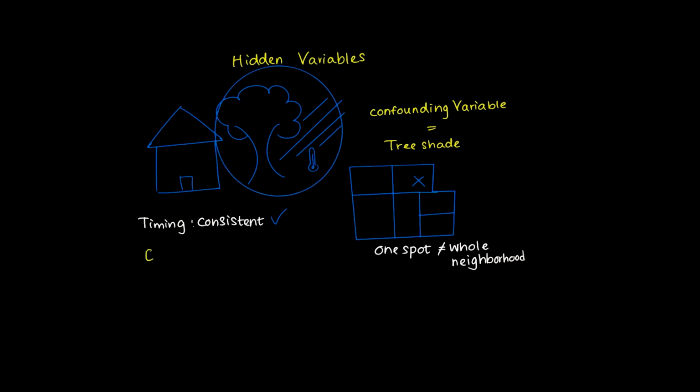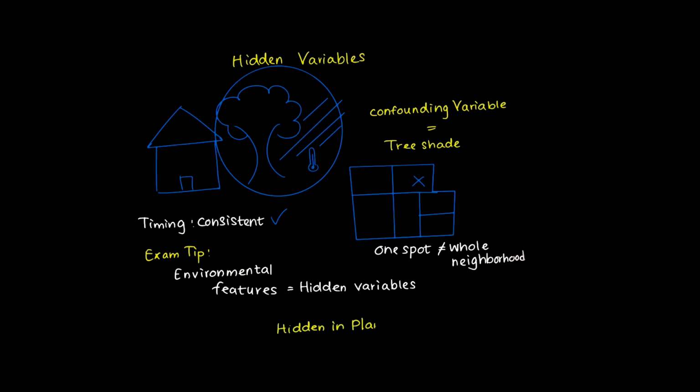Here's a WGU C165 OA exam tip for you. When a question mentions an environmental feature near a measurement location, think hidden variable: trees, buildings, water bodies. These create microclimates that affect readings. Quick recall hook, hidden in plain sight. Environmental features hide variables that skew data.